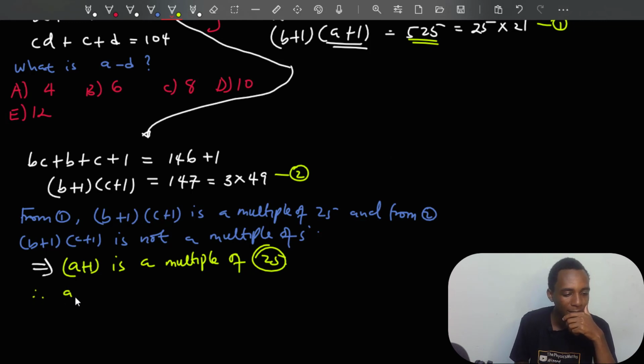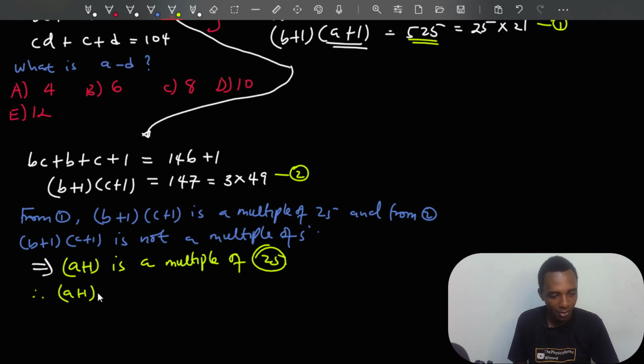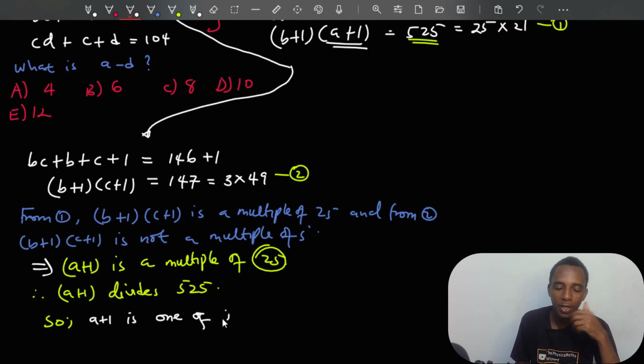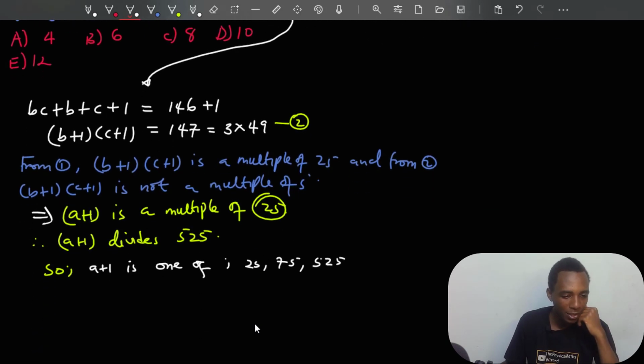This means that a plus 1 divides 525. So what can we say from this? Let's think about which numbers actually divide 525. It could be 25, it could be 75, it could be 525 itself. But remember, there is one condition here, and I'll come back to that. So that means a is either, what's that going to be?